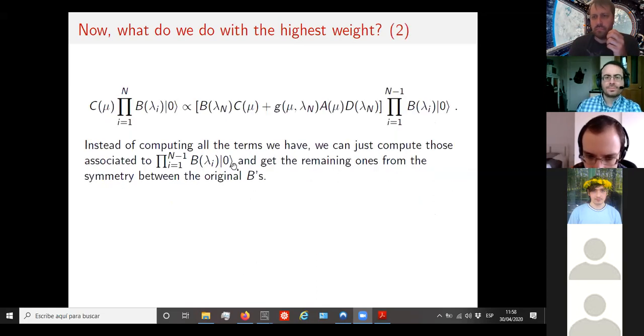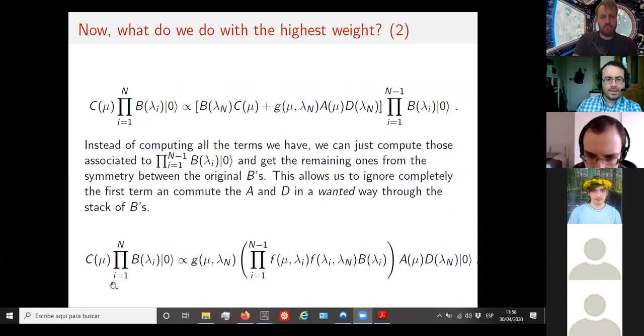these first two terms. But I can also use that this expression should be symmetric in all the lambdas. So I can compute on the right-hand side only the term accompanying the product of the B's from 1 to n minus 1, and use this symmetry to compute the remaining ones. So I can already ignore this one, and I only have to compute this one in an unwanted term through the B's.